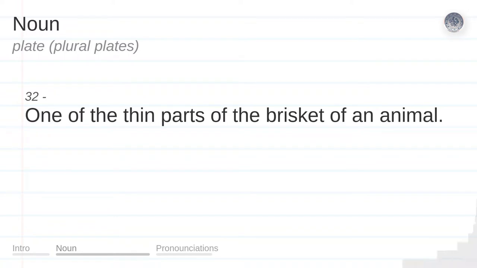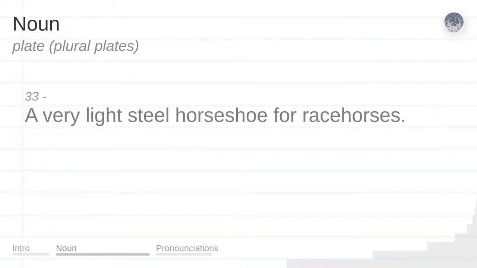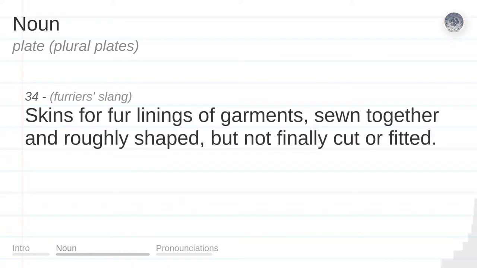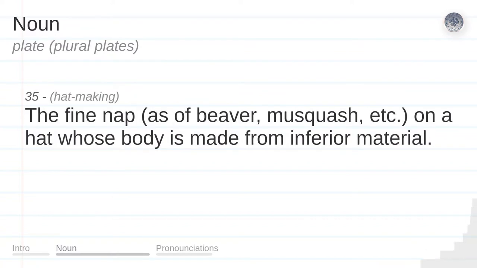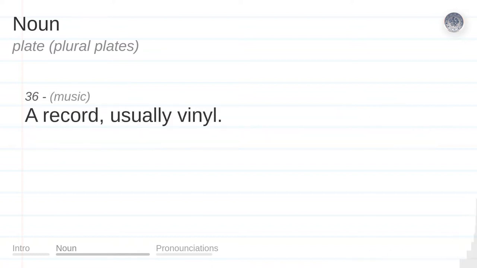One of the thin parts of the brisket of an animal. A very light steel horseshoe for racehorses. Skins for fur linings of garments, sewn together and roughly shaped, but not finally cut or fitted. The fine nap, as of beaver, musquash, etc., on a hat whose body is made from inferior material. A record, usually vinyl.